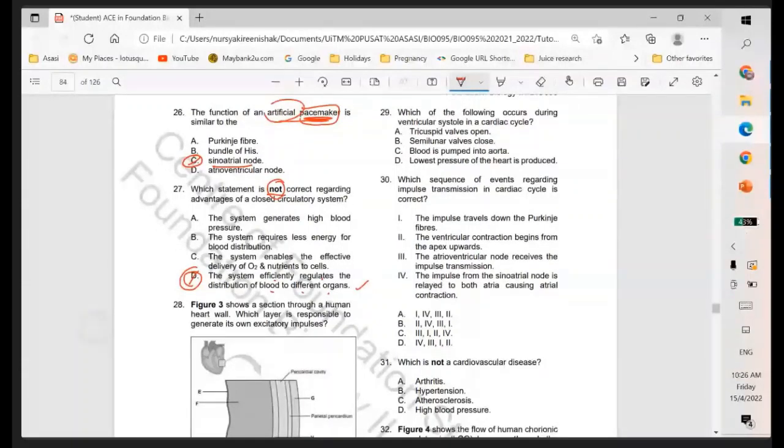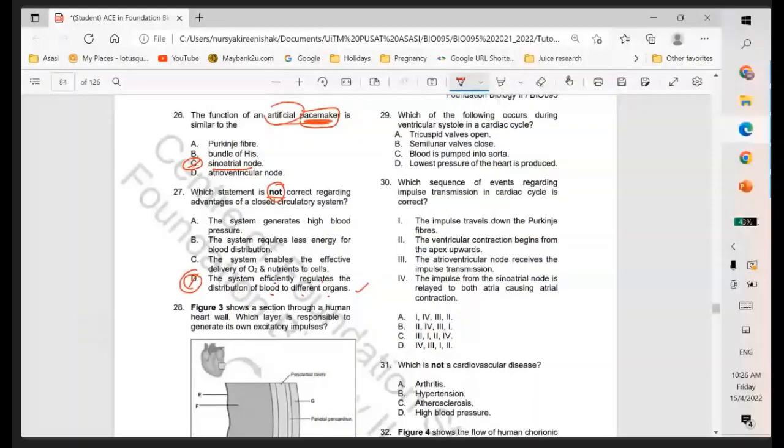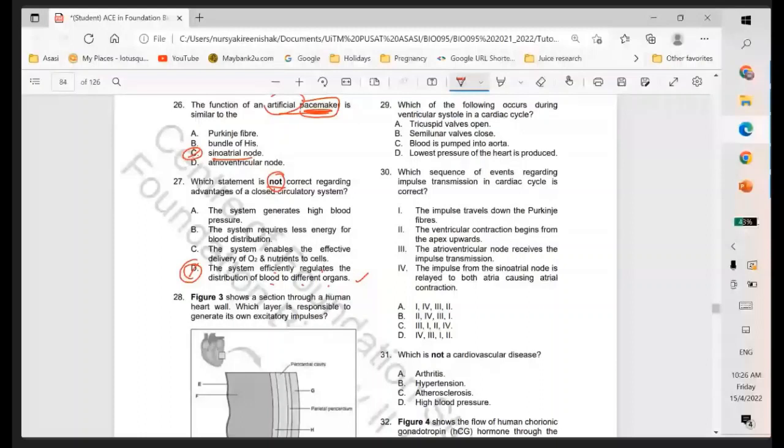Kan, so jawapan yang sebenarnya adalah, kalau kita tengok, the system generates high blood pressure, betul. Sebab the heart pumps the blood into continuous blood vessels. There is separation between blood and interstitial fluid. Tak ada mixture. So the blood pressure will remain high. Okay, so the system requires less energy for blood circulation, salah lah. Yang B ni requires more energy. The system requires more energy for blood distribution. The heart needs to pump and exert more pressure on the blood so that it is distributed throughout the body. So it requires more energy. So the answer should be B lah.